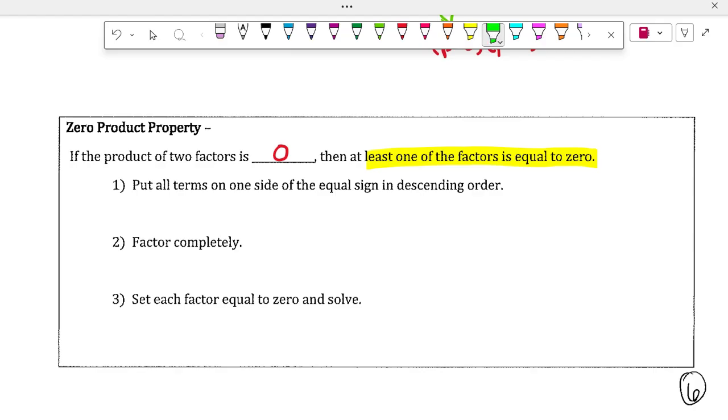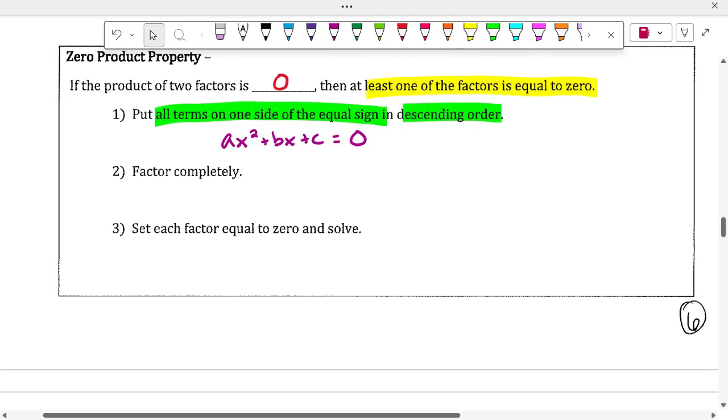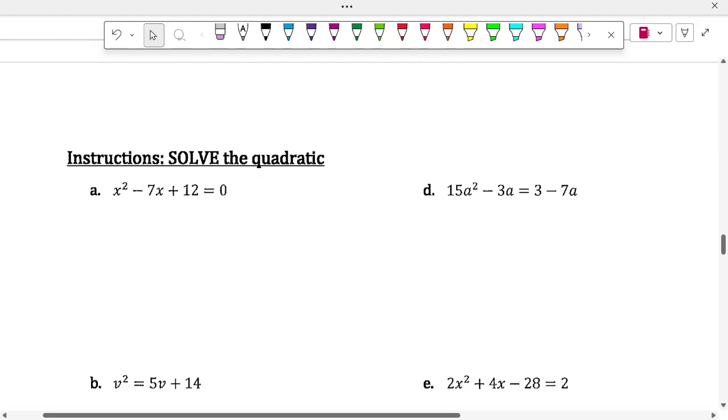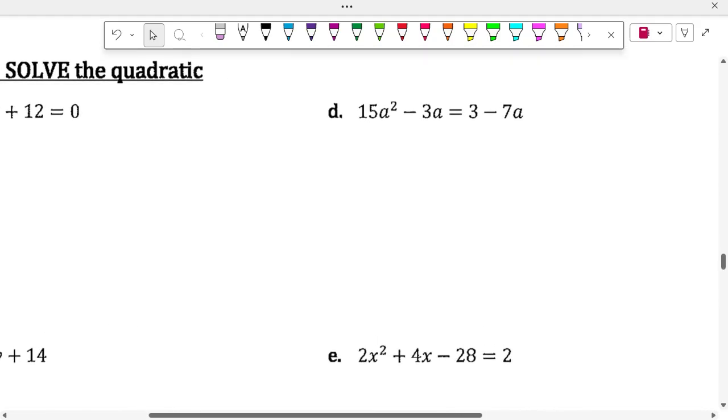So to do this, you put all the terms on one side of the equal sign in descending order. In other words, you want it to be x squared plus bx plus c is equal to 0. So it should be in standard form equal to 0. You factor it completely, and then you set each factor, so each set of parentheses or anywhere you see an x, equal to 0, and you solve it. So we're just going to do one or two of these. Let's do, on the next page, letter D.